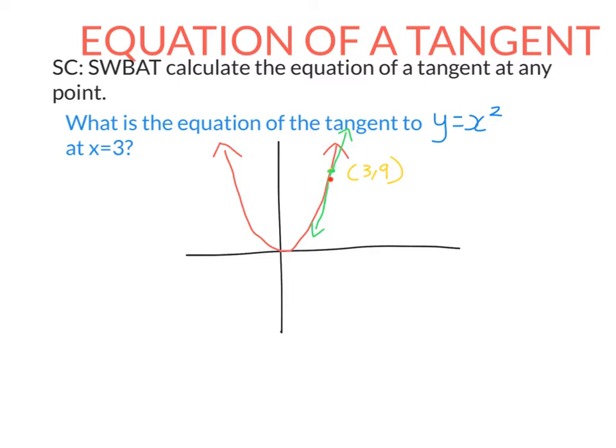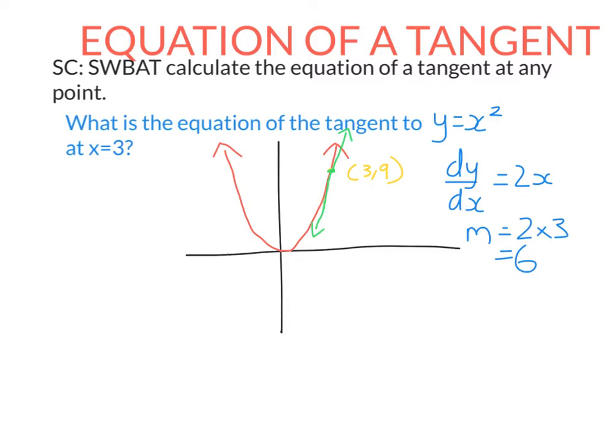I can find the gradient of this line very easily. It's just the derivative of this function evaluated at 3. So the derivative is 2x, and if x equals 3, the gradient is just 2 times 3, which is equal to 6. This line here has gradient 6 and passes through the point (3, 9).